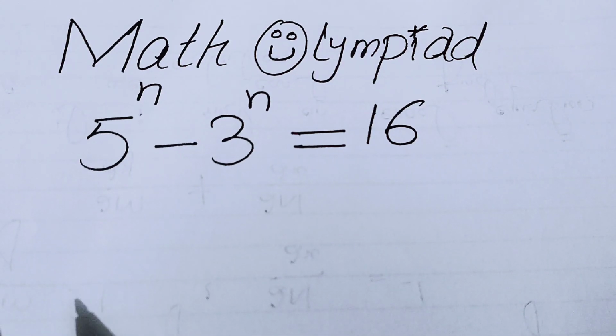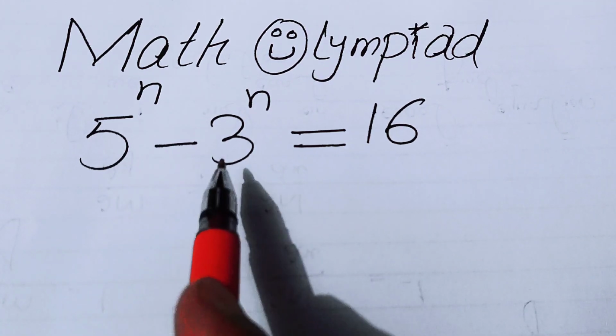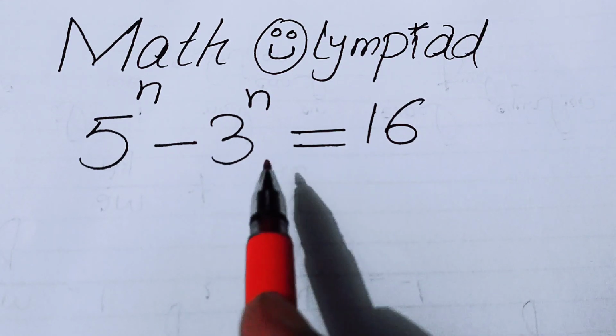In this video we are going to solve this nice algebra problem. Here we have 5 to the power of n minus 3 to the power of n is equal to 16, and we will solve this problem for the values of n.